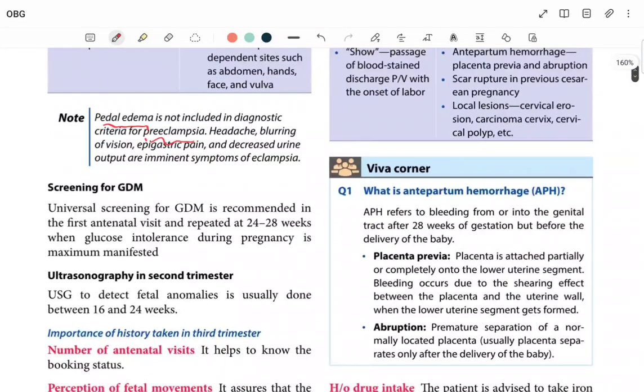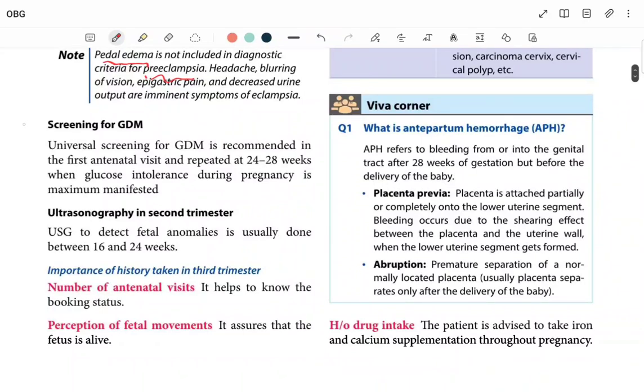Okay. Now next, very commonly asked viva questions are regarding the screening for gestational diabetes mellitus. The universal screening for gestational diabetes mellitus is recommended at the first antenatal visit and repeated at 24 to 28 weeks, when the glucose intolerance during pregnancy is maximally manifested. So when is the glucose intolerance manifested maximum? Around 24 to 28 weeks.